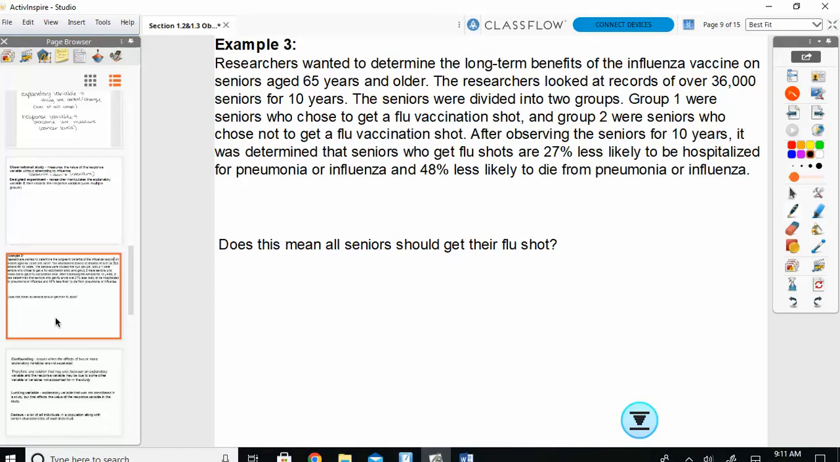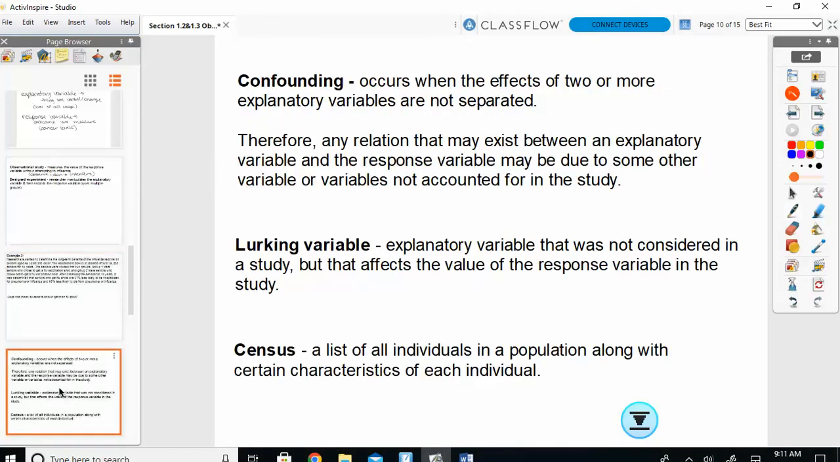Sure, we don't know. Is it possible that the ones that got their flu shot were more health conscious and exercised more and ate better? So do we know if being less likely to die is because they got the flu shot, or is it because they had a better lifestyle? Anyway, there's a difference between saying there's a relationship and saying one thing caused the other. I don't know that the flu vaccine caused them to live. I just know that there was some kind of relationship there.